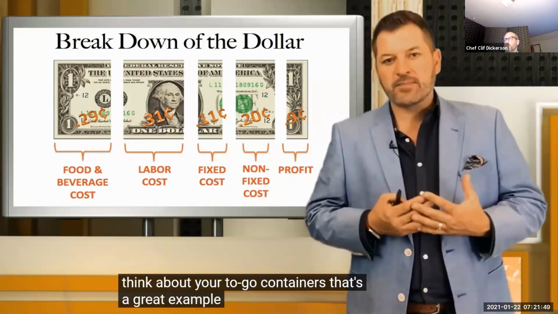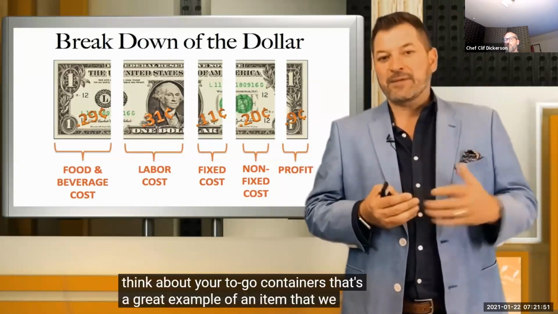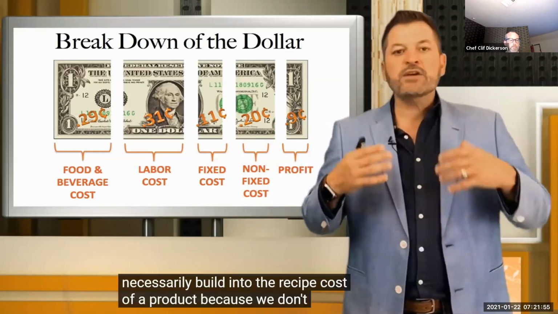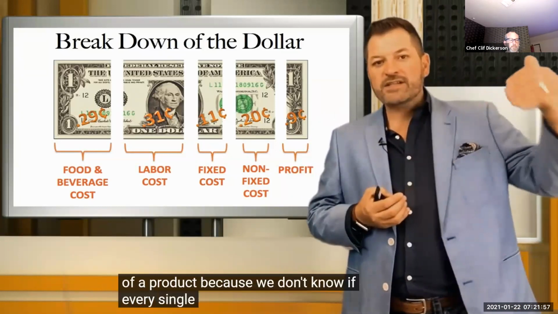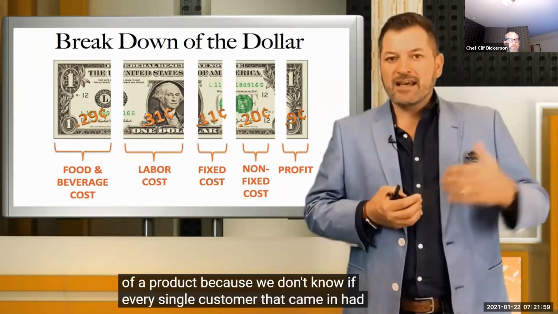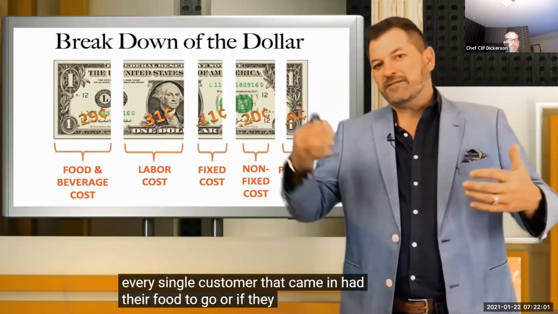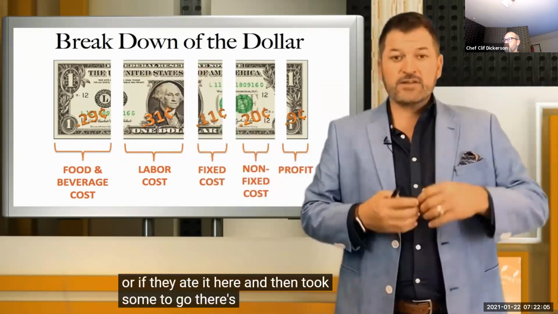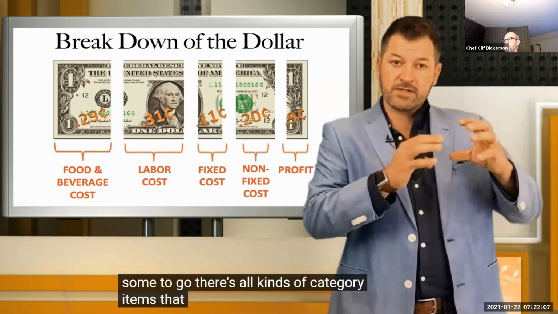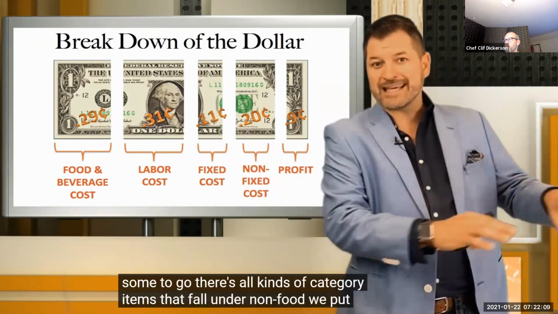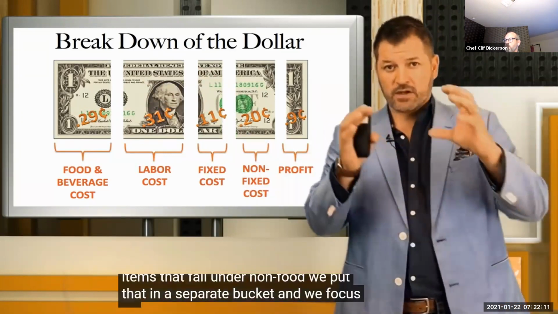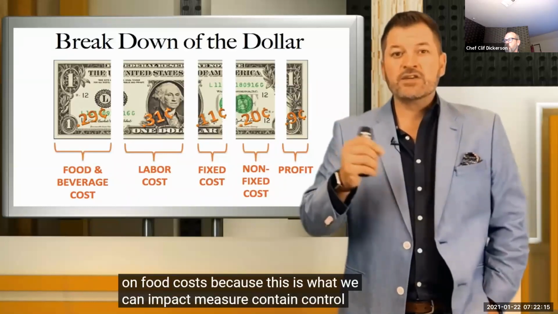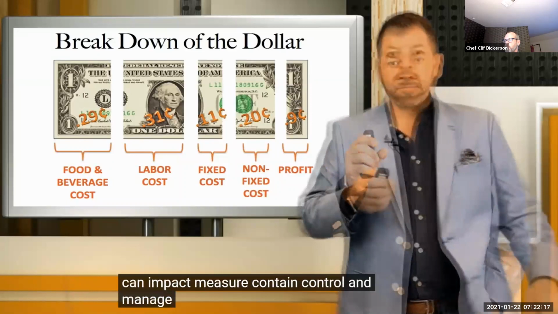That's a great example of an item that we can't necessarily build into the recipe cost of a product, because we don't know if every single customer that came in had their food to go, or if they ate it here, or if they ate it here and then took some to go. There's all kinds of category items that fall under non-food. We put that in a separate bucket, and we focus on food cost because this is what we can impact, measure, contain, control, and manage.